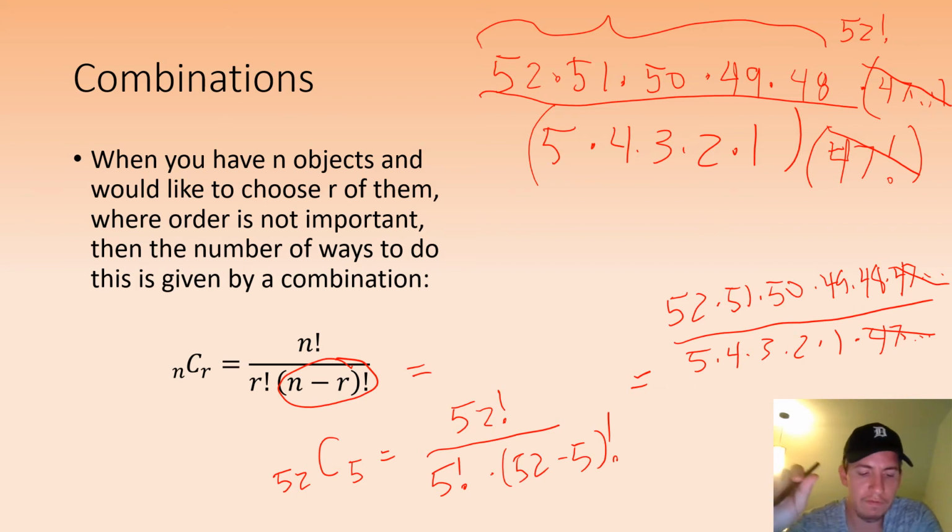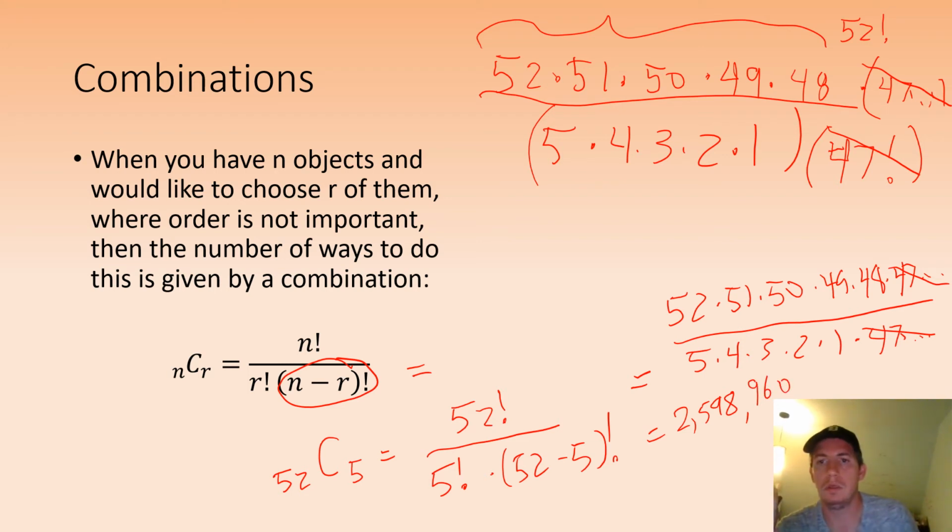And when I divide those numbers, what I end up getting is that there are 2,598,960 different poker hands. The reason I can use this for probability is that I could ask, what is the probability of getting a royal flush?